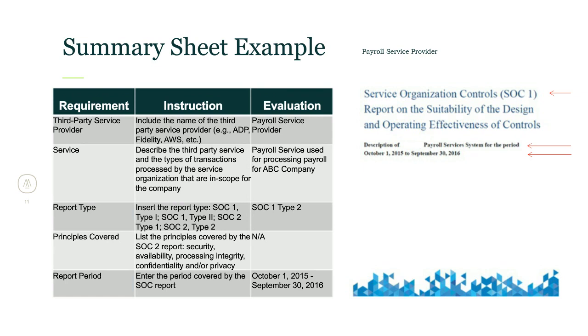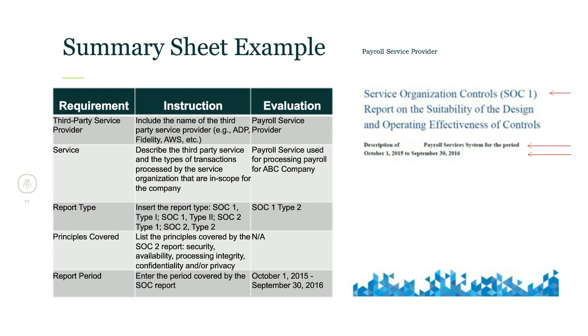Next, you will describe the service and the types of transactions processed by the service organization that are in scope for the company. The service is found on the cover page of the SOC report, as you can see by the second arrow. This is the easiest place to locate it. The information can also be found in the body of the report. The company will then add what the service organization is used for.